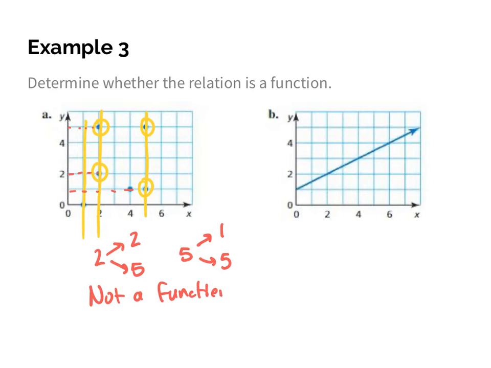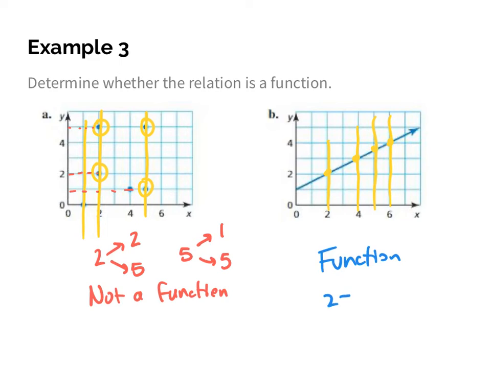Now the second example, here we have a continuous graph. If I were to draw a line through any value, so again if I did 2, if I did 5, if I did 4, if I did 6, notice I'm always hitting at 1 point, 1 point, 1 point. No matter where I draw a vertical line, it always hits at 1 point. So this one would be a function because every input has an output.